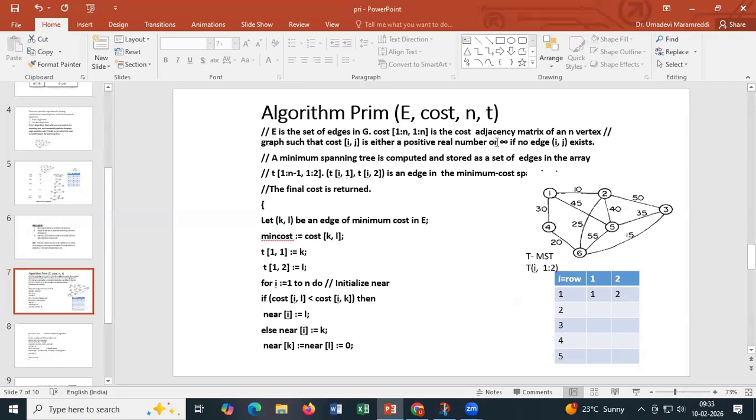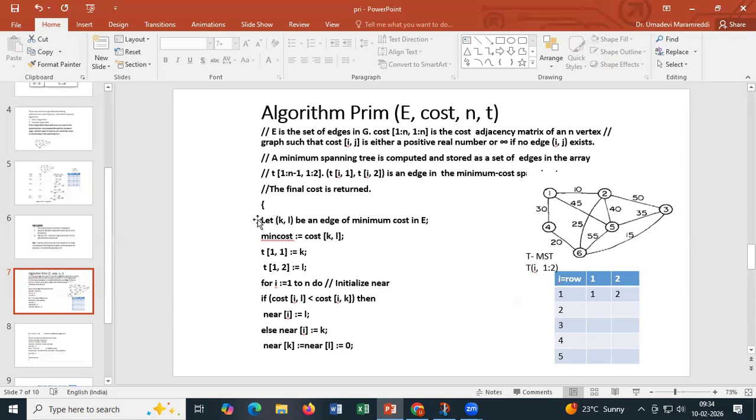If there is no edge, infinity. So the output is a minimal spanning tree. A minimal spanning tree is nothing but it is in the form of a tree. How to mention the edges? Here n vertices means n minus 1 rows, and we have 2 columns. Column 1 is to store the starting vertex of an edge. Column 2 is to store the ending vertex of an edge.